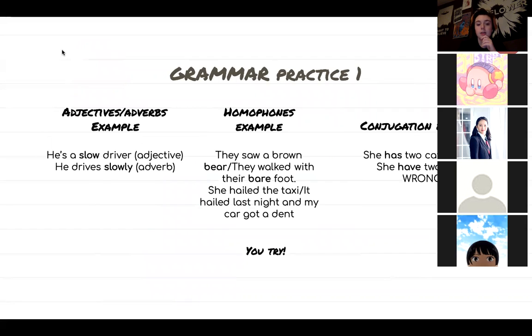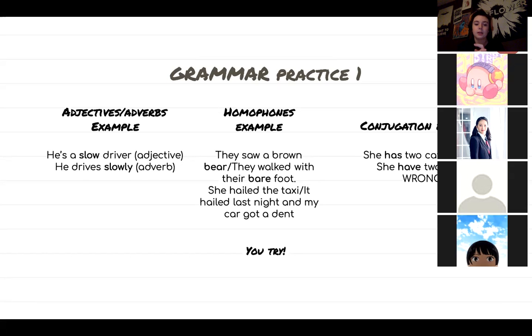Okay, looking at some practice, we have, just like applying what we just looked at, keeping in mind adjectives and adverbs. He is a slow driver, so that's an adjective. He drives slowly, adverb, because it's describing an action. And then homophones, for example: they saw a brown bear, or they walked with their bare feet.